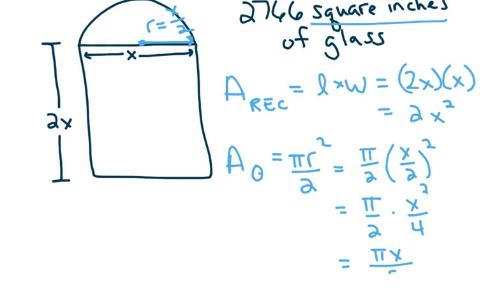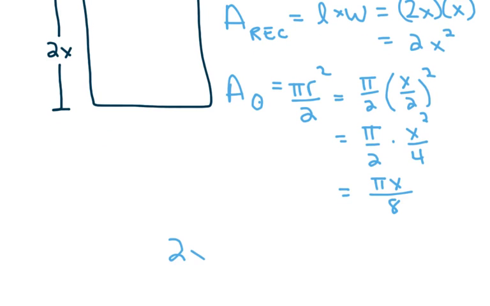So now I know the area of the rectangle, I know the area of the semicircle. The total area must be the sum of those two. So it's 2x squared, oops, I forgot my square there, plus pi x squared over 8. And that's going to equal 2,766. All right. What am I going to do next?